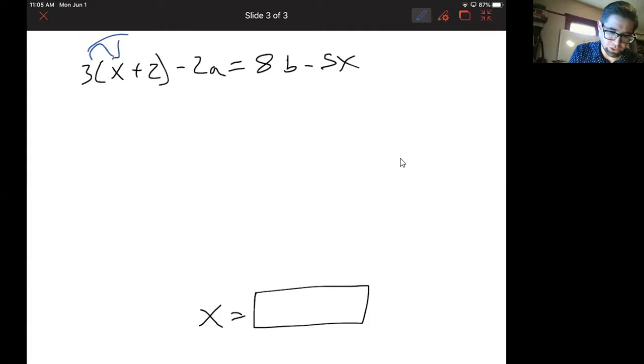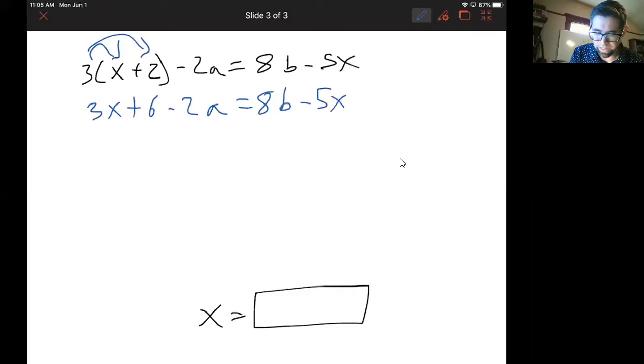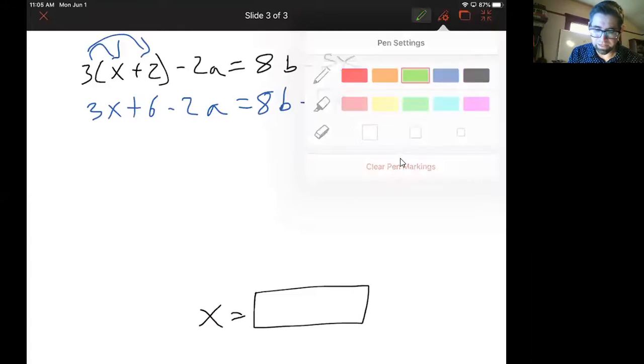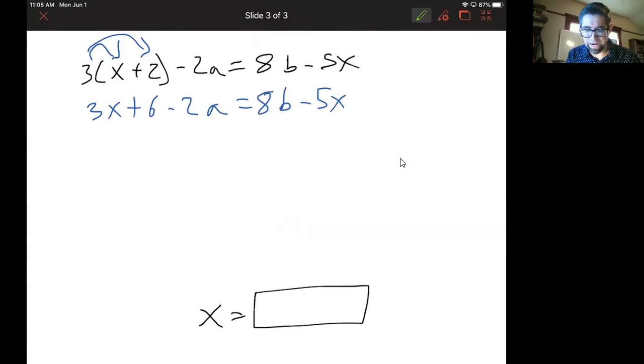So we would start by just doing distribution. So I'd end up with 3x plus 6 minus 2a equals 8b minus 5x. Now, the next step, I'm going to combine any like terms that I can if I have any. I look at it, there are no like terms. So then the next step is let's start moving things away from the x variable. So let's start by adding the 2a to cancel it out. I'm going to cancel it out over here. Whatever I do to one side, I do to the other.